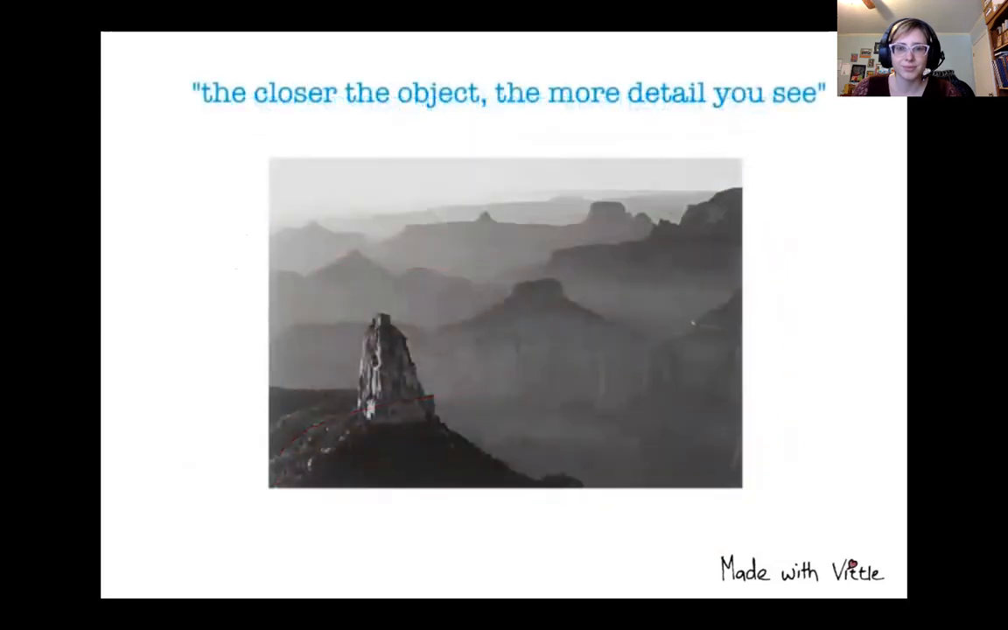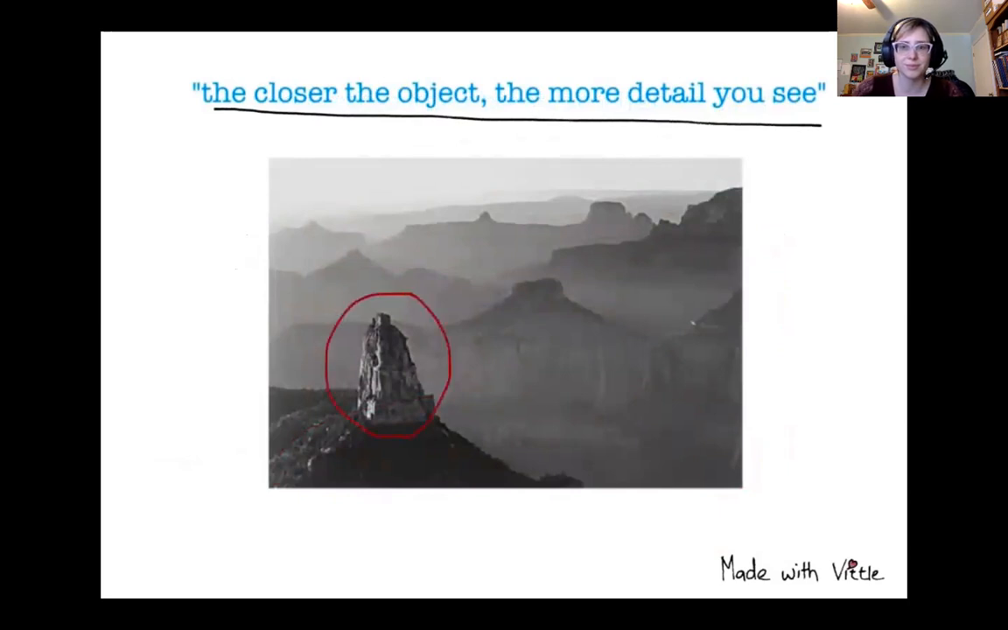The next trick is the closer the object, the more detail you see. So in this one, we're using two rocks to show our example. A rock up close, and as we go way into the distance, we have this rock back here. And we'll look at the amount of detail in this rock first. On the left side, there's a lot of highlight detail, and then on the right side, you have a lot of shadow detail. Whereas the rock back here, you don't really have any detail at all.